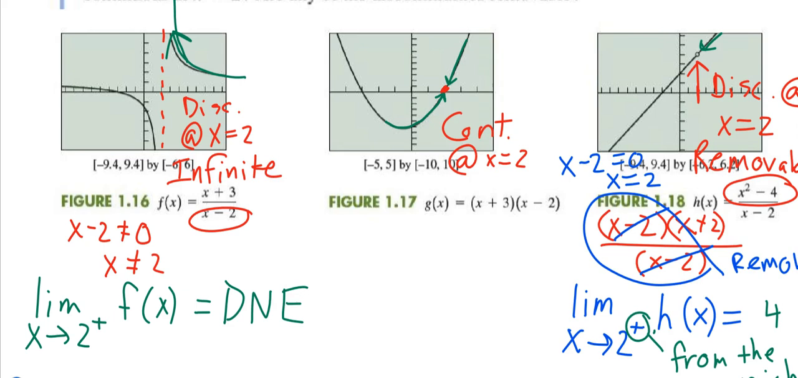Does not exist. We abbreviate does not exist with DNE. Now, I do realize that some people will say infinity on that because it is going to positive infinity. But AP Calculus will recognize that as does not exist.